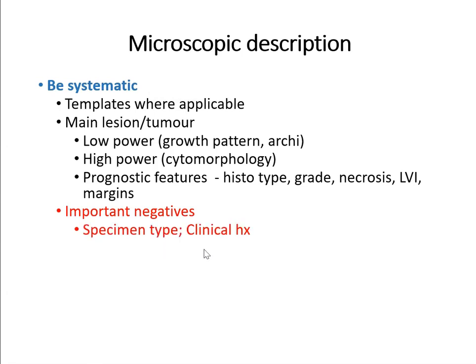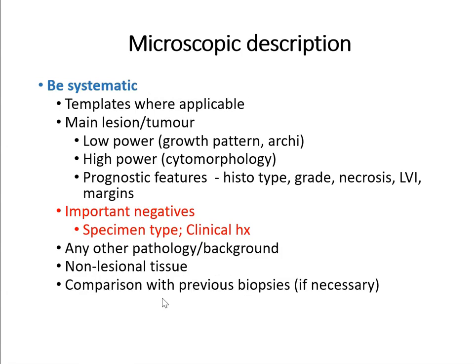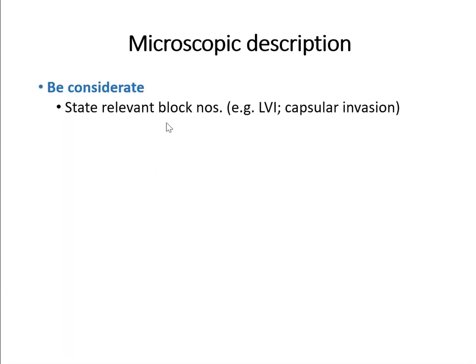And it is also important to take note of important negatives. This really depends on the specimen type and the clinical history. So in writing out important negatives, we are actually answering the clinical question as to why they are doing this biopsy. For example, is this tumor or is this infection? And it's also important to include, of course, any other pathology or background findings, particularly in cytopathology. And also just a very quick description of the non-lesional tissue for completeness. If a comparison has been made with the previous biopsy, it is also important to record this. So be considerate in the microscopic description.